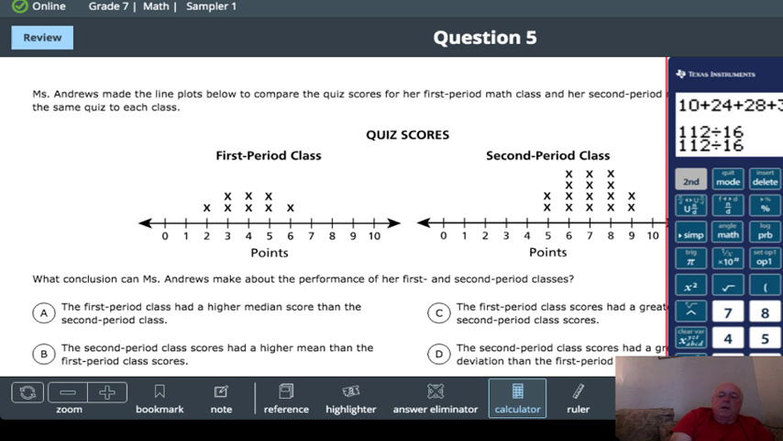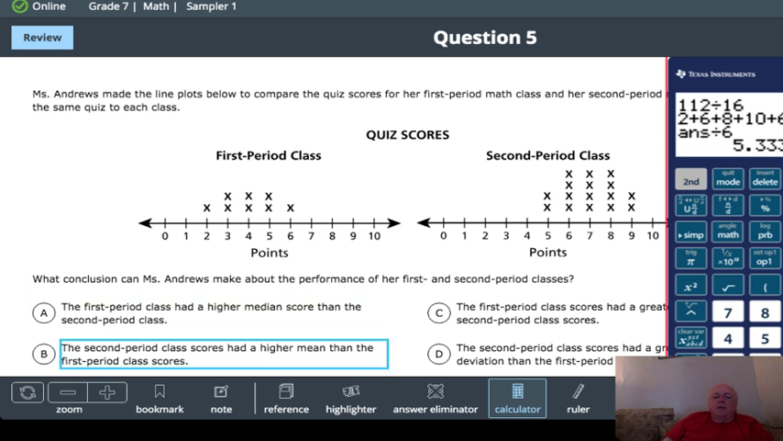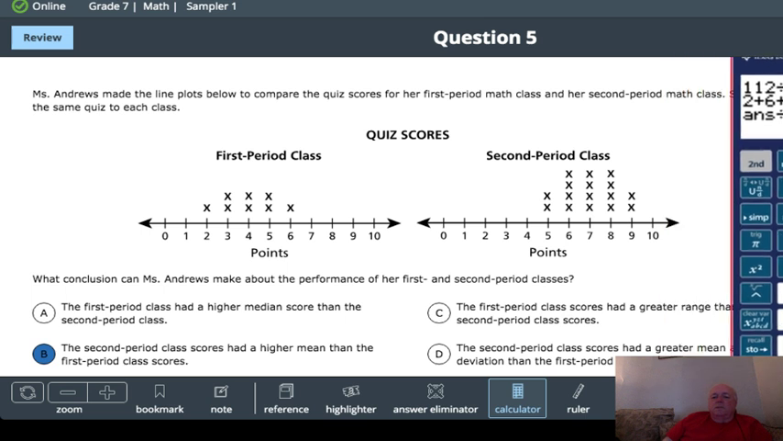Oh, wait a second. We didn't do the division on the other one. So we have 2 plus 6 plus 8 plus 10 plus 6. We got 32 divided by 1, 2, 3, 4, 32 divided by 6. And we get 5.3333, whatever. So the second period class has a higher mean than the first period class. That turns out to be true. Okay.